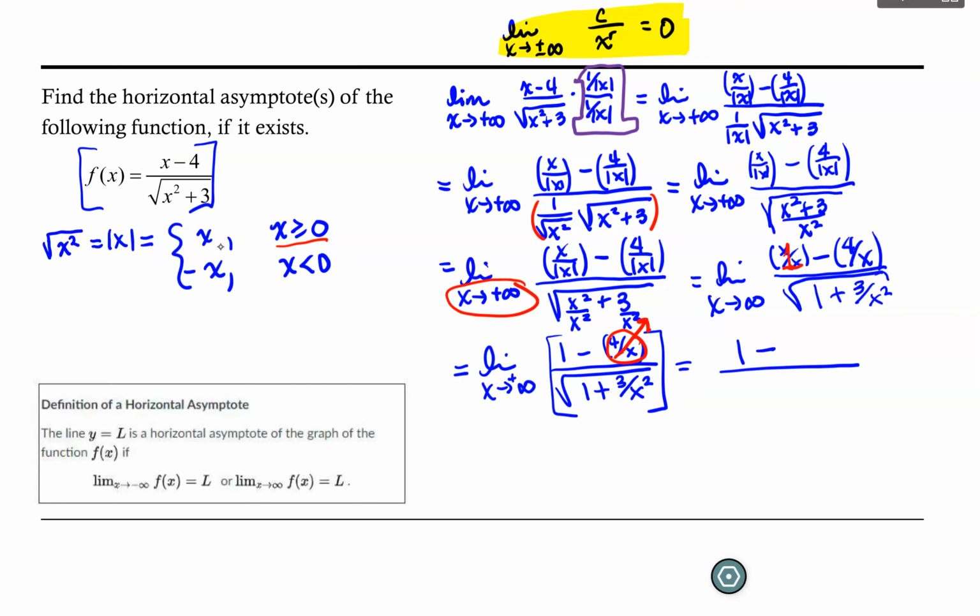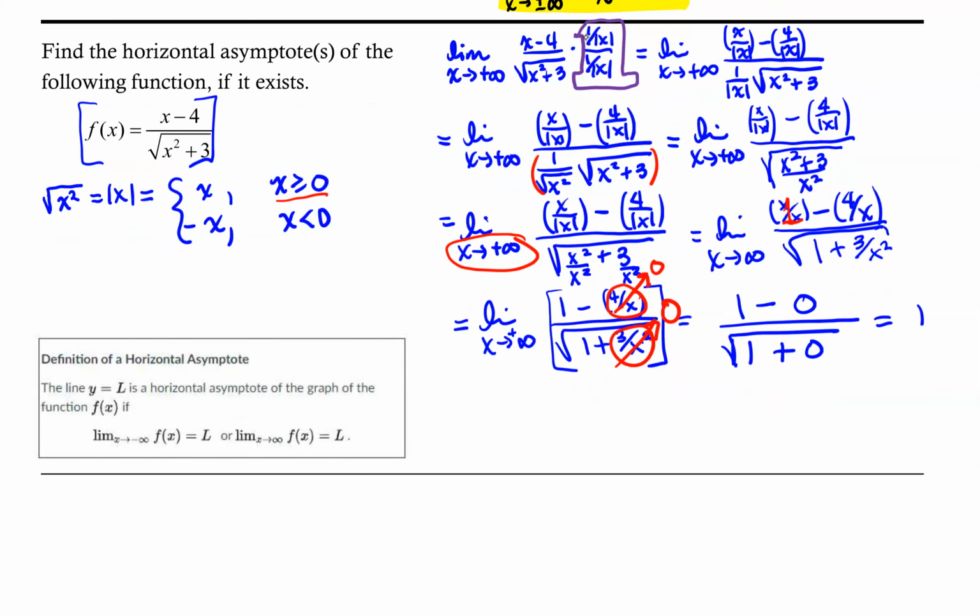We can use our property we noted at the beginning. So that's 0. So 1 minus 0 in the numerator. And in our denominator, the limit as x goes to positive infinity of 1 is 1, plus 3 over x squared. So using our property, that heads to 0 as well. So we get 1 over 1, or 1.